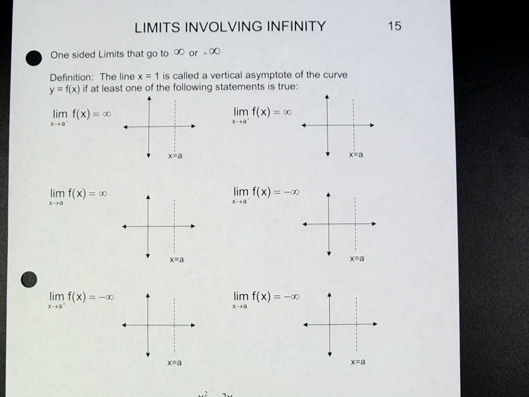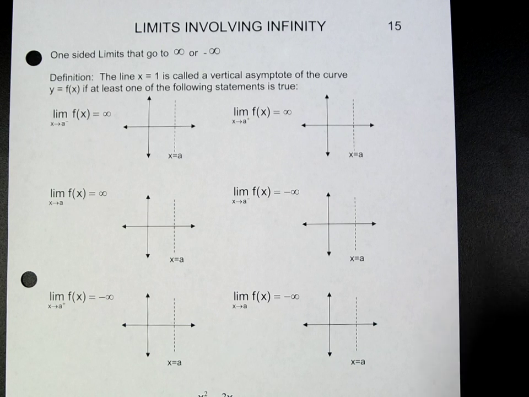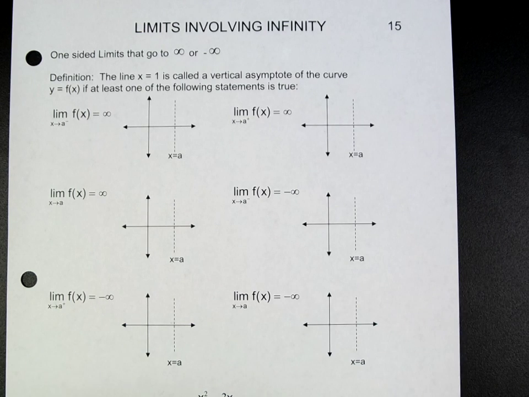This is topic 15, limits involving infinity. So today we're going to talk about limits that go to either infinity or negative infinity themselves. If you look at this, the definition says the line x equals a is called a vertical asymptote if one of the following is true.